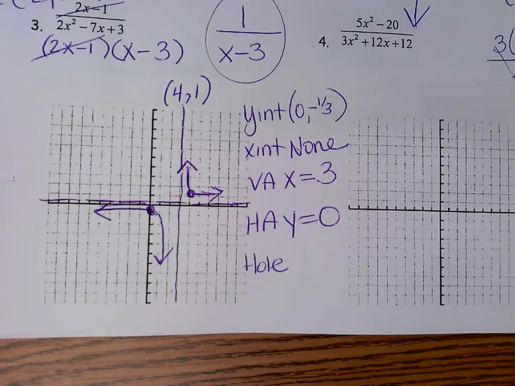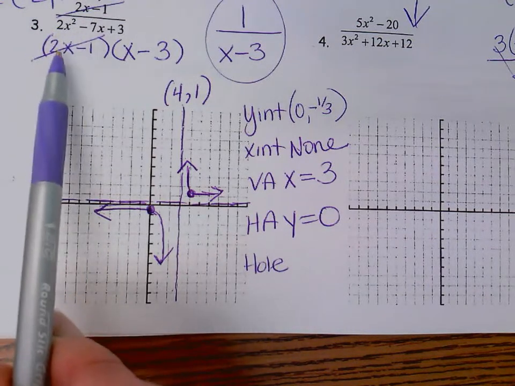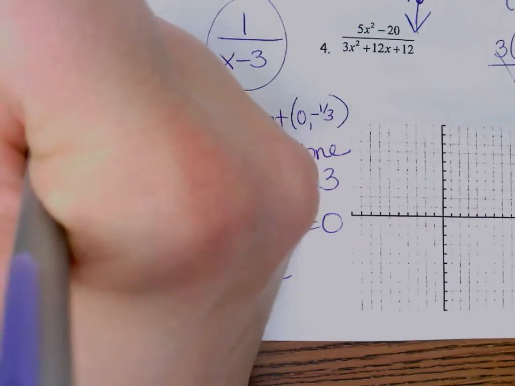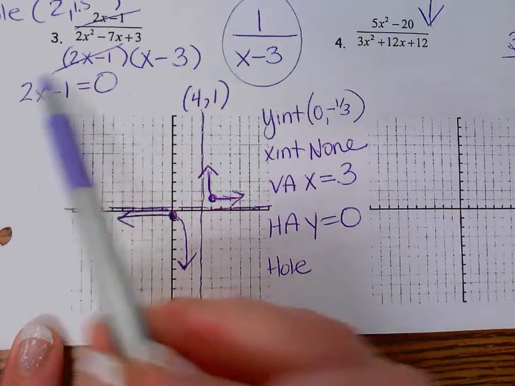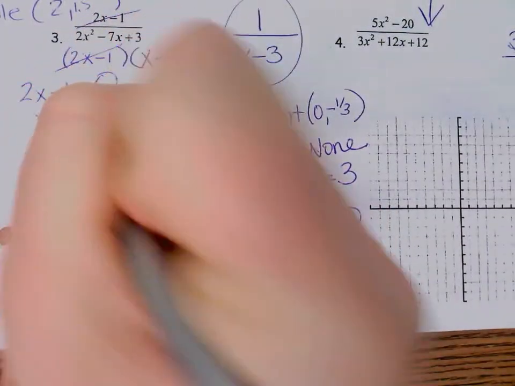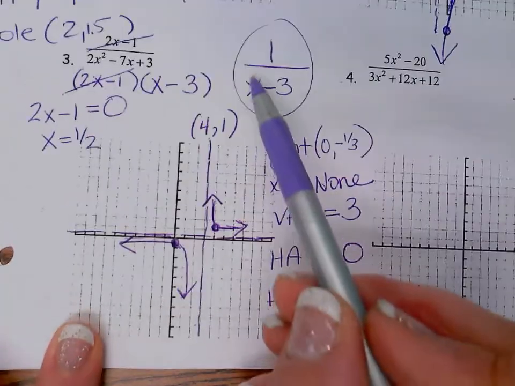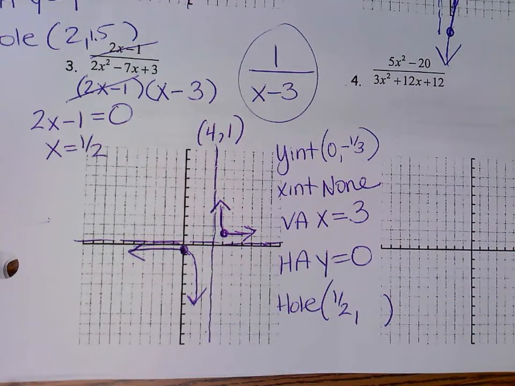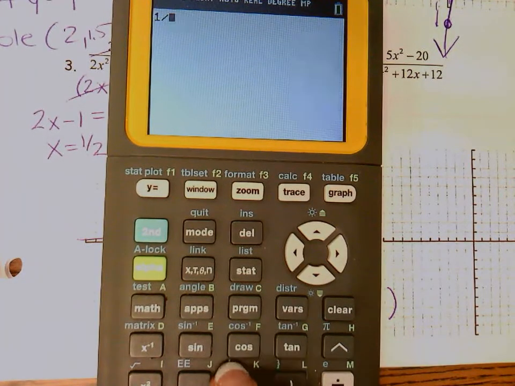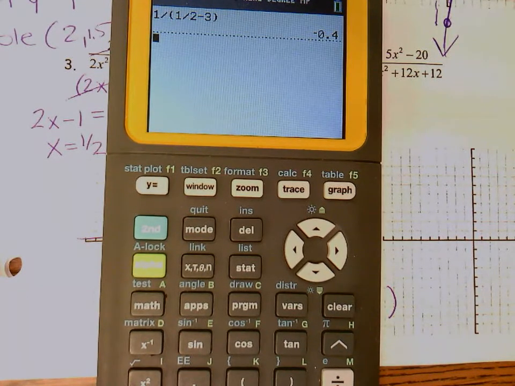My last step is the hole. So the hole, I look back up here, where was this originally undefined that canceled that out? Where would 2x minus 1 equal 0? And it would be at positive 1 divided by 2, right? Positive 1/2. So my hole is at 1/2. I need to plug 1/2 into this. So that's going to be some fraction, right? Because you've got 1 divided by parentheses 1/2 minus 3, negative 0.4.